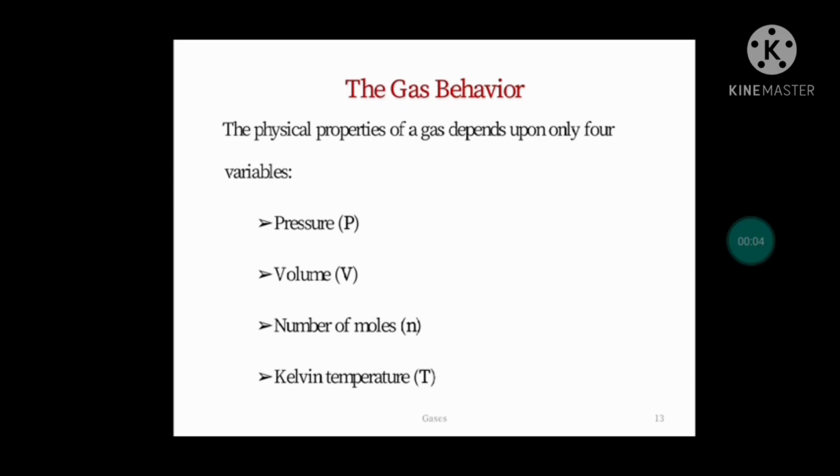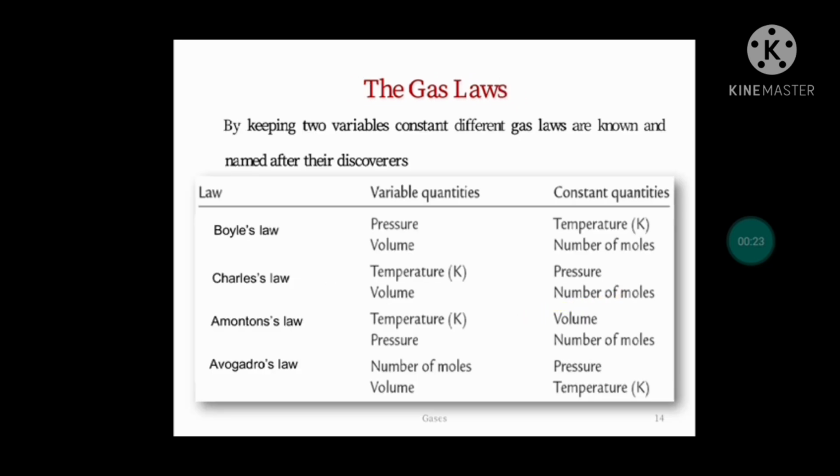The topic is gas behavior and the gas laws. The physical properties of a gas depend on four variables: pressure, volume, denoted by P and V, number of moles, denoted by n, and Kelvin temperature, denoted by T. By keeping two variables constant, we can find the different gas laws.